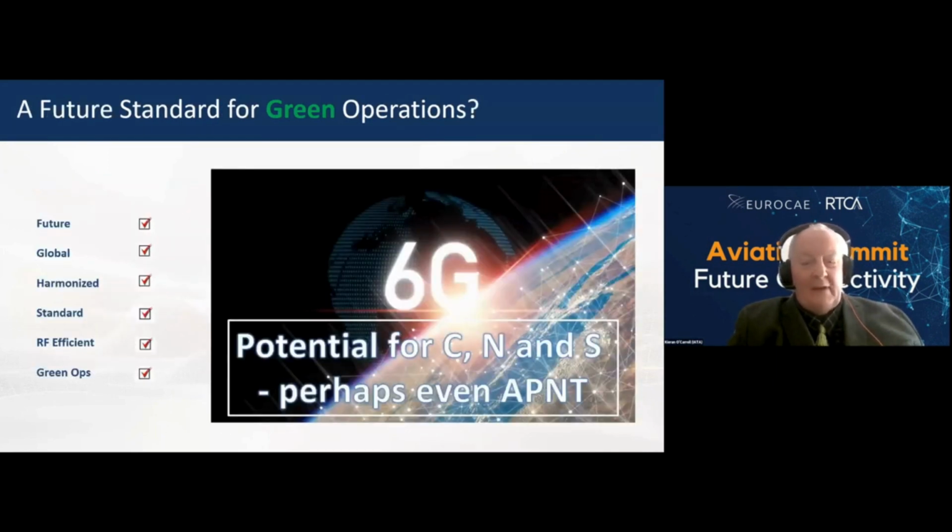Here is an example. 6G is currently on the drawing board. And there is an opportunity right now for the aviation industry to have an input to the 6G standard. What can they do for us in the aviation business that will also give the telecommunications industry an opportunity? So it is certainly future. It is certainly going to be global. It is harmonized to some degree, better than the aviation industry. It is a standard in development. It is RF efficient and it is green.